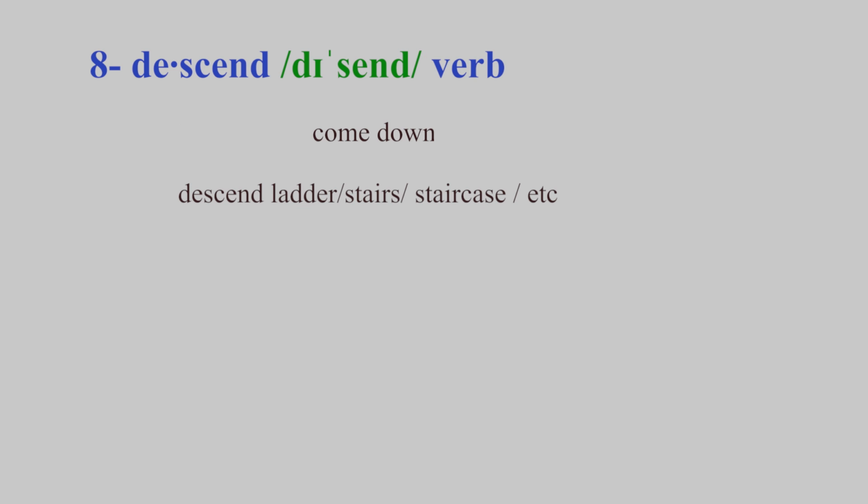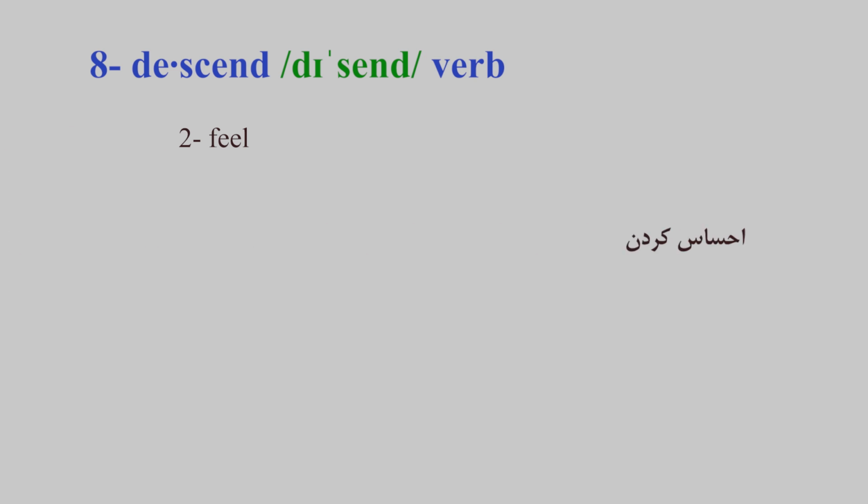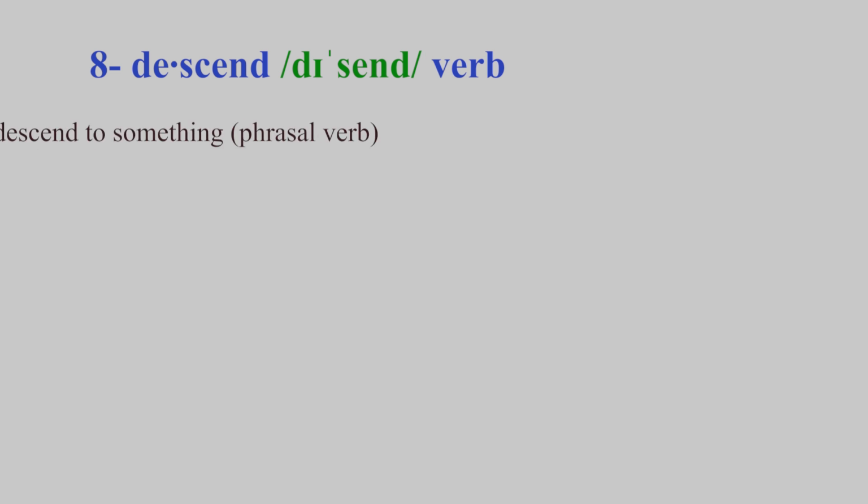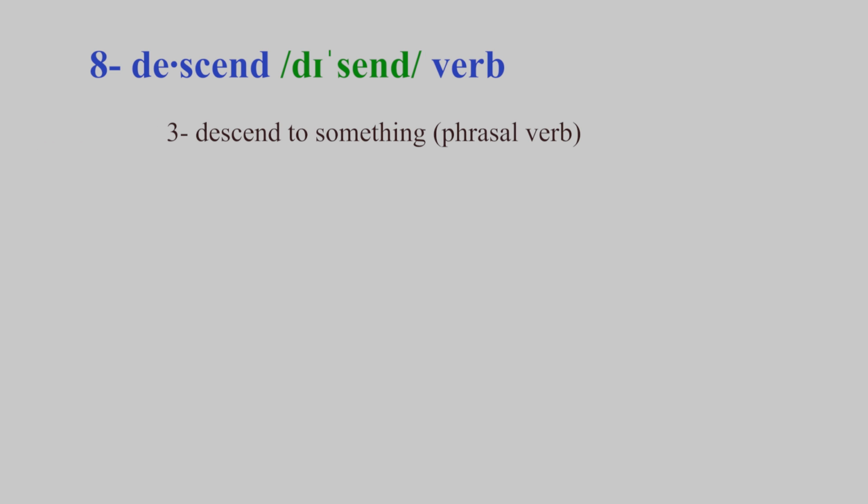And the second meaning of descend is to feel. Example: he descended a sudden fear. He felt a sudden fear. And the third meaning is descend to something. You know, it is a phrasal verb. Actually, I like this verb.